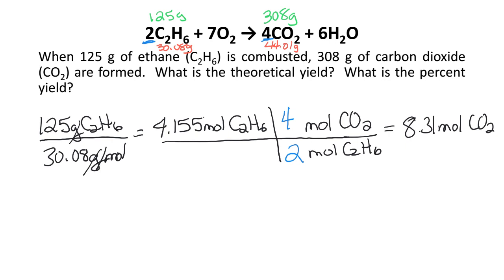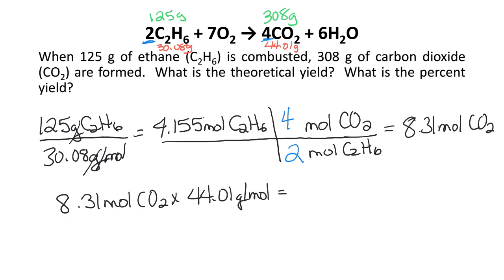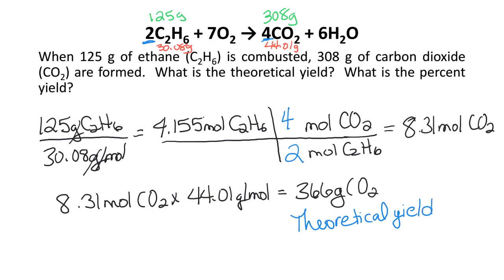Now remember, the third step is you take those moles and multiply by the molar mass in order to find out the total amount of mass. So 8.31 moles of CO2 times 44.01 grams per mole gives me 366 grams of CO2. Now this is the theoretical yield. This is what I should have gotten when I did this reaction.